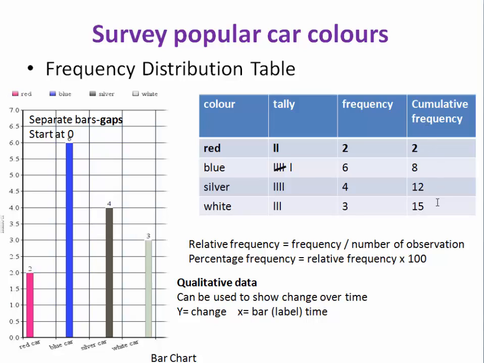So that's cumulative frequency. Relative frequency is the frequency divided by the number of observations. Percentage frequency is relative frequency multiplied by 100.